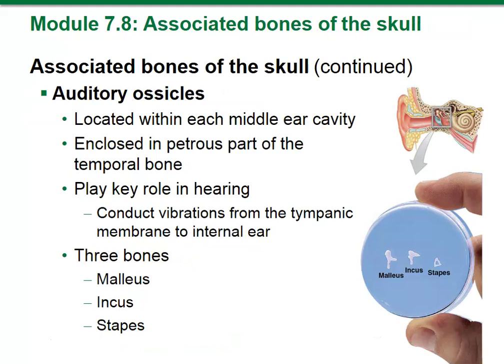Okay, as we go into the inner ear, you've got auditory ossicles. They are very small. They're important though for hearing because it's the vibration that they pick up from the tympanic membrane that transfers the message into the ear. The malleus, incus, and stapes.